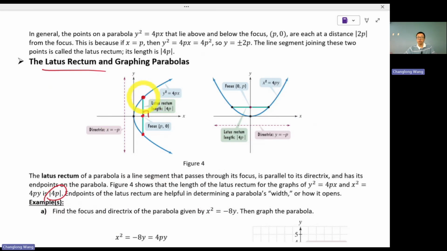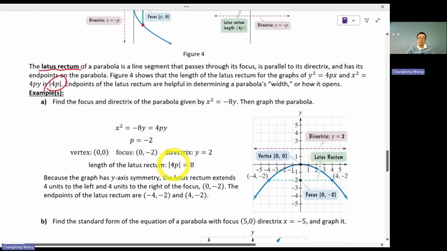If you have a long segment like that, it means the parabola has to open really wide. And we call it the latus rectum. It's that special segment, right there.